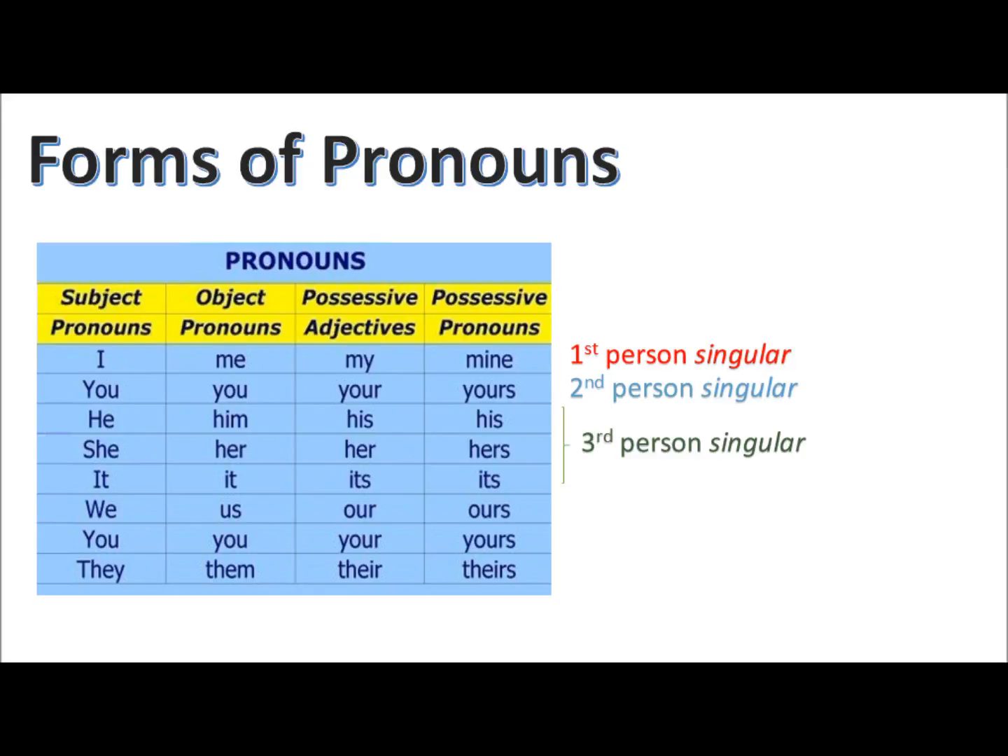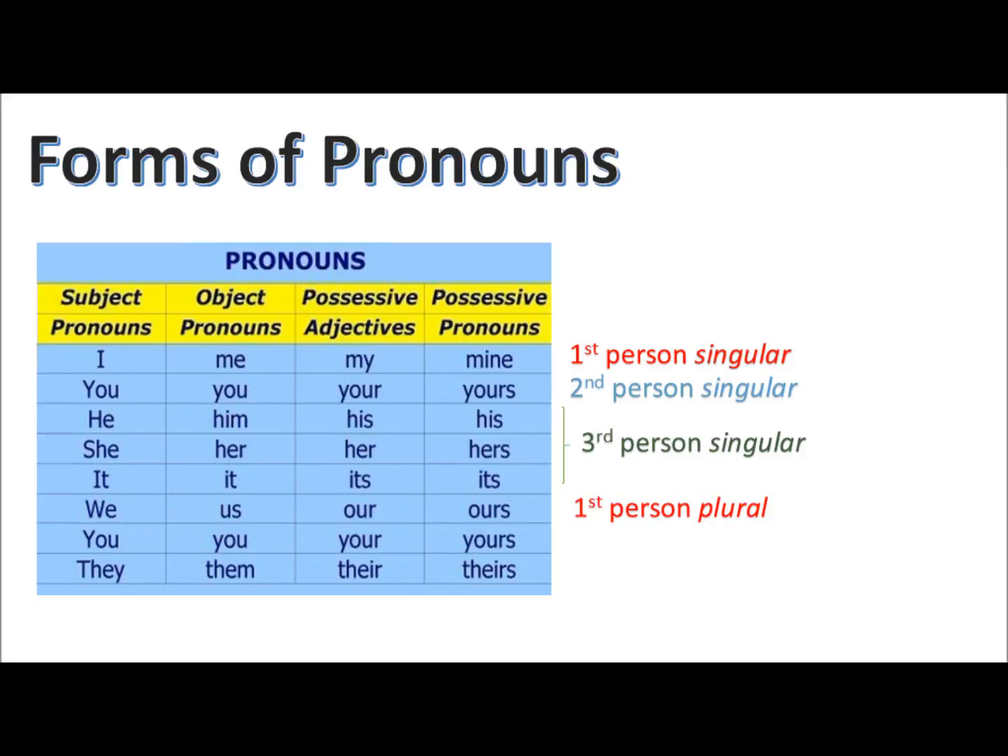He, him, his, she, her, hers, it, its, all examples of third person singular pronouns. So this is where I'm not the one involved, you're not the one involved, but I'm writing as a detached narrator, or I'm talking about other people in a conversation. I use these third person pronouns to refer to whether they are male, female, or whether it is a particular object or place.